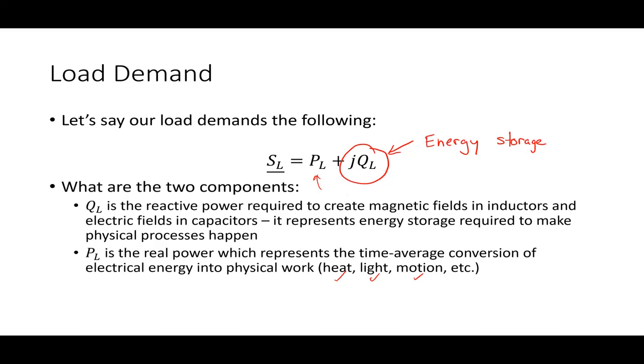So the typical thing that we think about is that the P sub L part is really the most important part, because this is the thing that represents the real conversion of energy that's happening. The energy storage is the energy storage that just has to be there to be able to support that energy conversion. So one of the things we typically try to do is reduce that Q sub L, and there are good ways to do that.